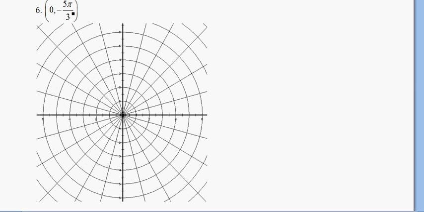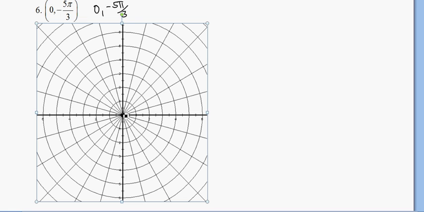So here I have 0, comma, negative 5 pi over 3. So negative 5 pi over 3 is going to be back around in the first quadrant right here. But notice that my radius is 0, so that's the same as being at the pole right here. So my point, though it's kind of hard to see, is right at the pole. Because my radius is 0, it doesn't matter what angle I have. If my radius is 0, I'm going to be at the pole. So there's an infinite number of ordered pairs that would correspond to being at the pole, because if my radius is 0, it doesn't matter what the angle is.